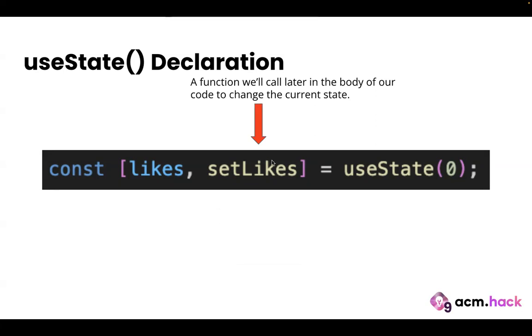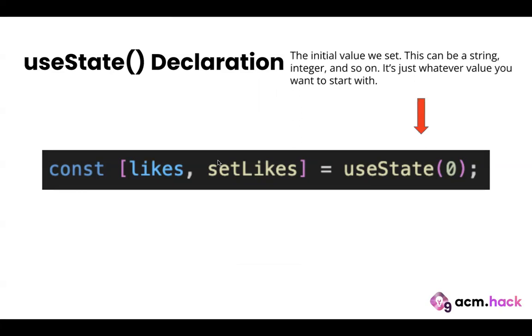I'll be going over that a little bit more later, but it basically just lets us use the likes state. So we can change the number of likes that we have. And last but not least, we have this code right here called useState and then parentheses and then the initial value that we set. So this can be a string, integer, whatever you really want. It's just whatever value that you want to start with.